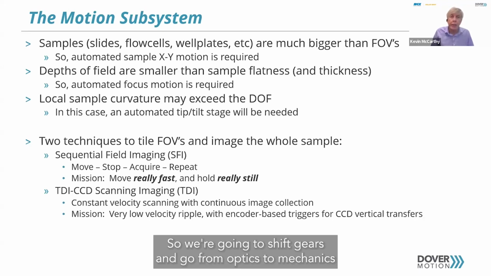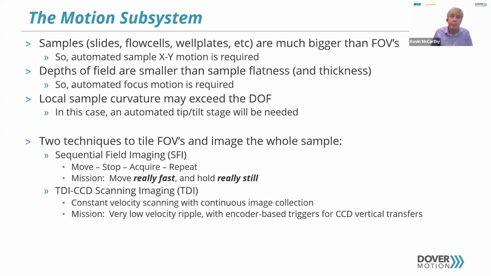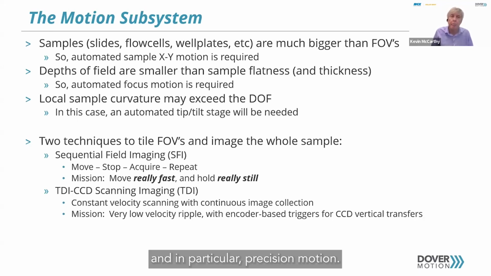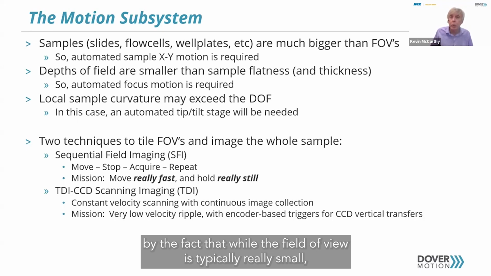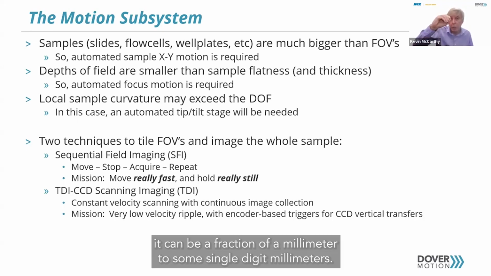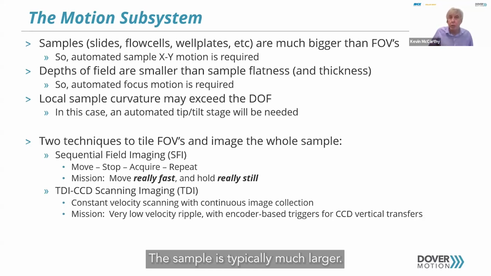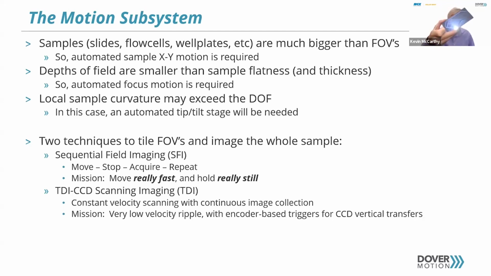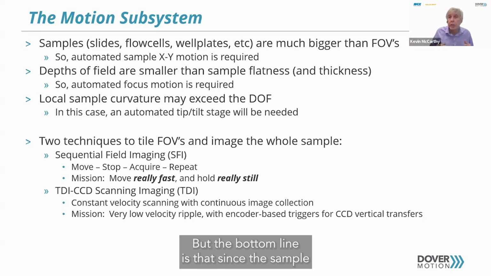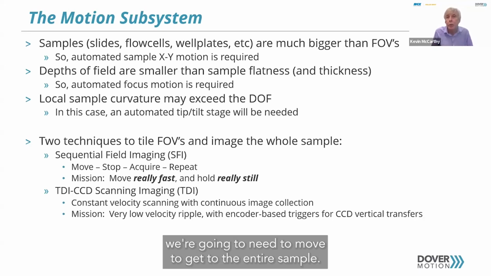So we're going to shift gears and go from optics to mechanics, and in particular, precision motion. The fundamental question about what the motion is doing in the system is driven by the fact that while the field of view is typically really small, a fraction of a millimeter to some single-digit millimeters, the sample is typically much larger. Examples could include a microtiter plate, or a flow cell, or an array of slides. But the bottom line is that since the sample is considerably bigger than the field of view, we're going to need to move to get to the entire sample.